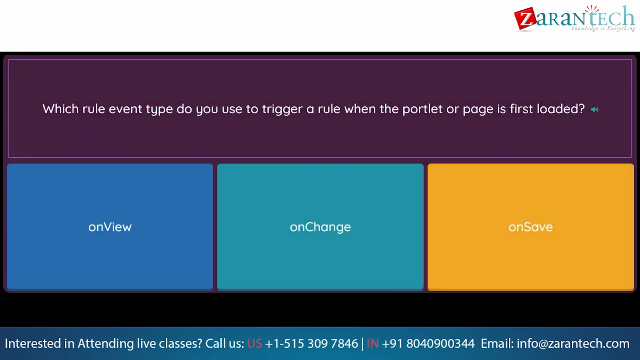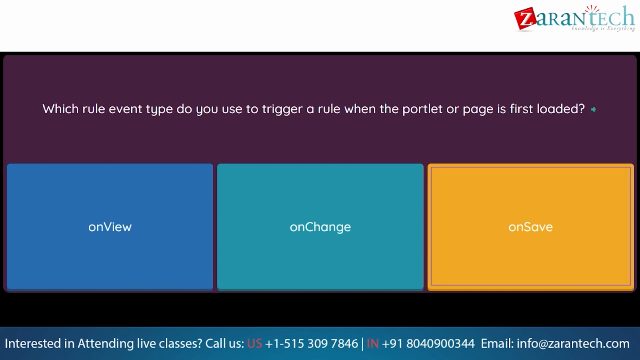Question: which rule event type do you use to trigger a rule when the portlet or page is first loaded? Option 1, on view. Option 2, on change. Option 3, on save.